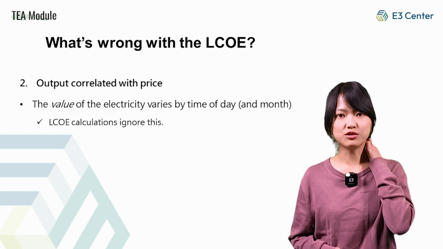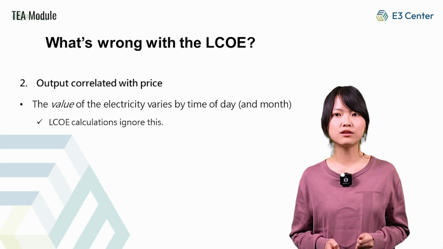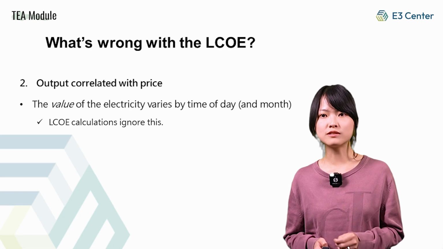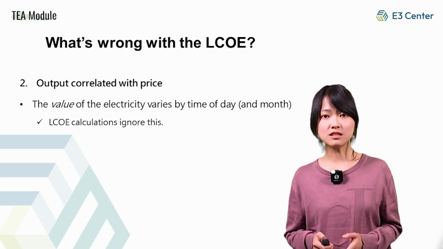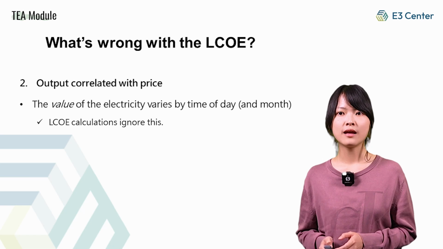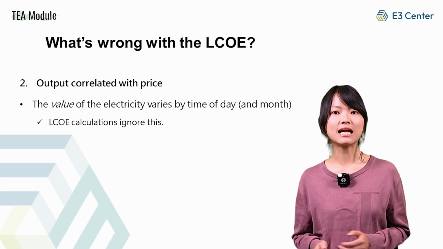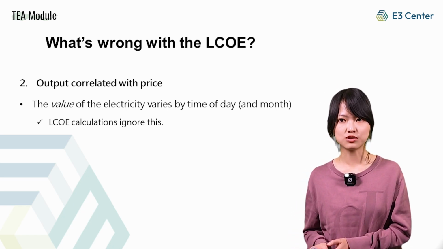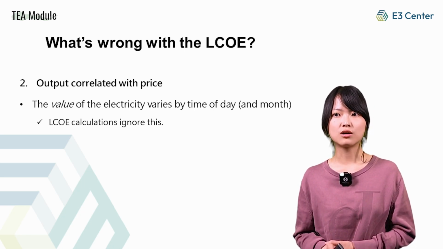Another challenge with using the LCOE is that it does not account for the fluctuating value of electricity, which varies by time of day and month. This oversight can significantly affect the accuracy of LCOE calculations. Electricity generated during peak demand hours, such as the late afternoon on a hot day, is far more valuable than electricity generated during off-peak hours, like the middle of the night. However, LCOE calculations traditionally ignore this variation, assessing cost uniformly regardless of when electricity is produced or its market price at that time.